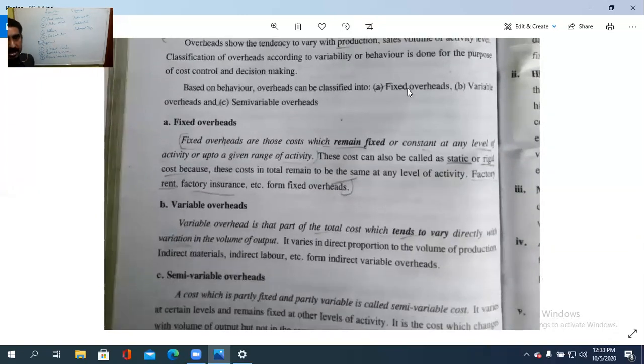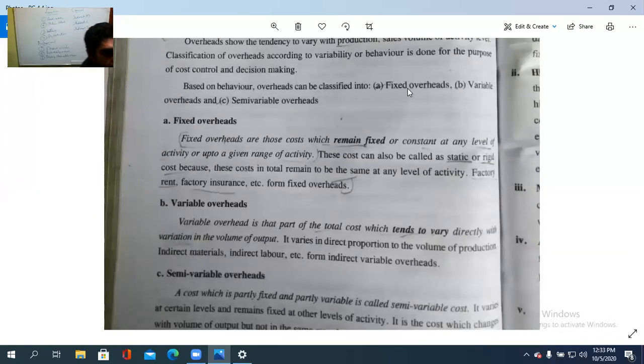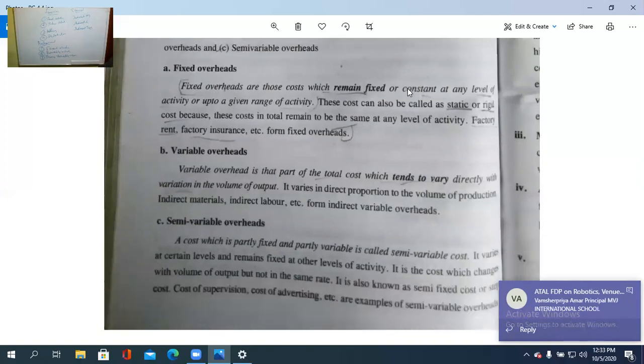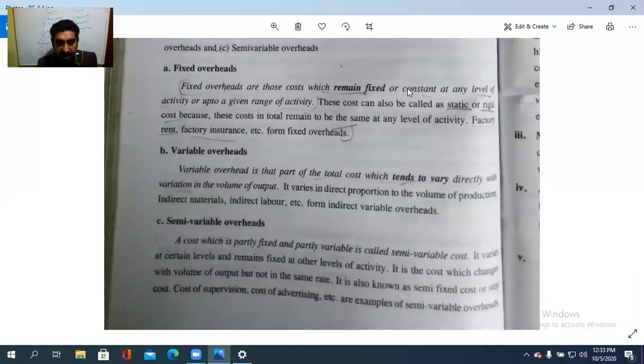So fixed overhead: those costs which remain fixed or constant at any level of activity, or up to a given level of activity. While variable is that part of the total cost which tends to vary directly with the variation in the volume of output. Semi-variable is a cost which is partly fixed and partly variable. It varies at certain levels and remains fixed at other levels of activity. I am telling just the content only, the rest you can read.